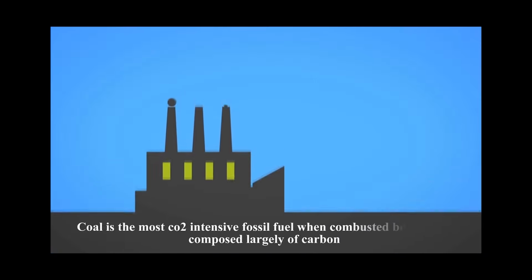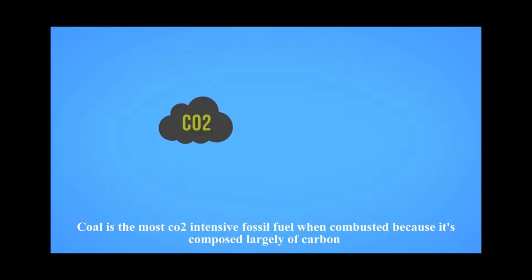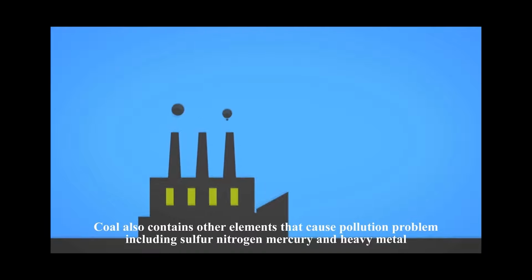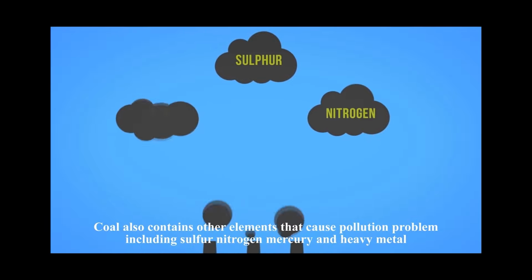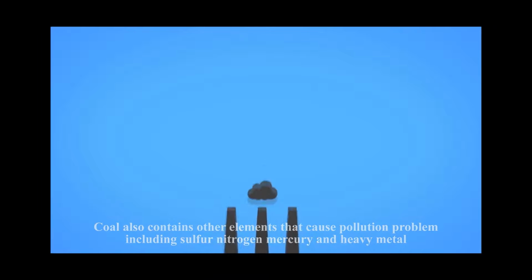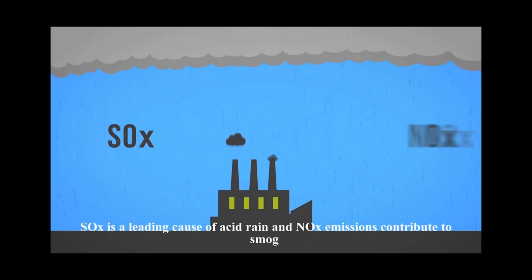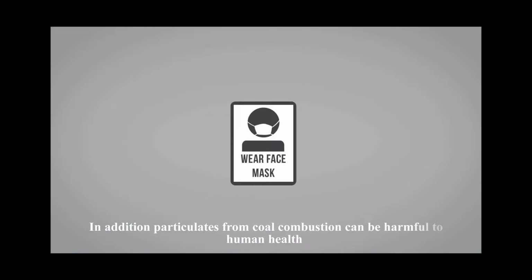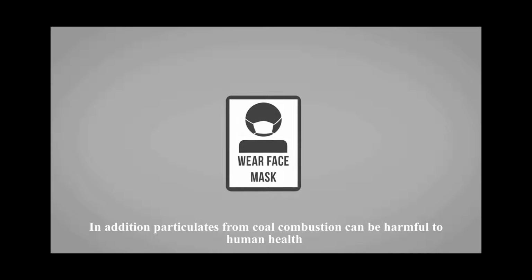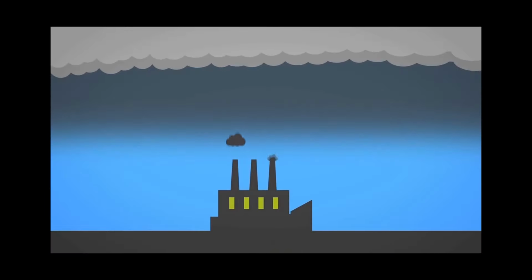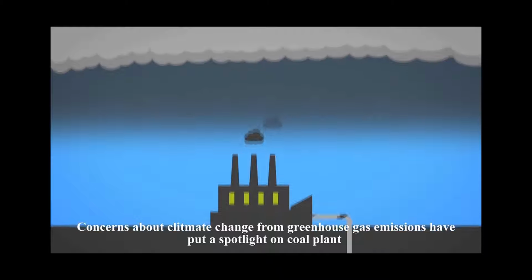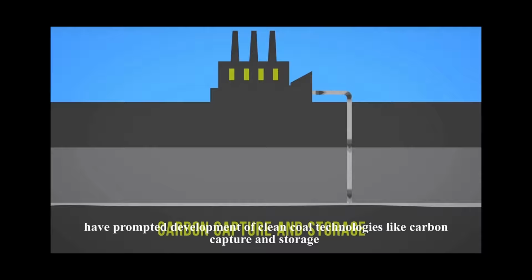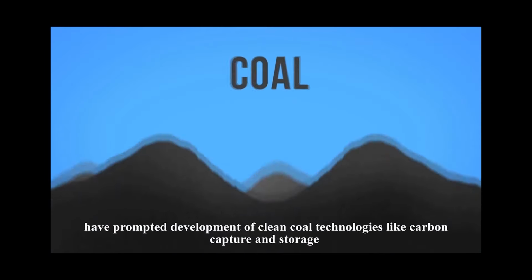Coal is the most CO2-intensive fossil fuel when combusted because it is composed largely of carbon. Coal also contains other elements that cause pollution problems, including sulfur, nitrogen, mercury, and heavy metals. SOx is a leading cause of acid rain, and NOx emissions contribute to smog. In addition, particulates from coal combustion can be harmful to human health. Concerns about climate change from greenhouse gas emissions have put a spotlight on coal plants and have prompted the development of clean coal technologies like carbon capture and storage. That's coal.